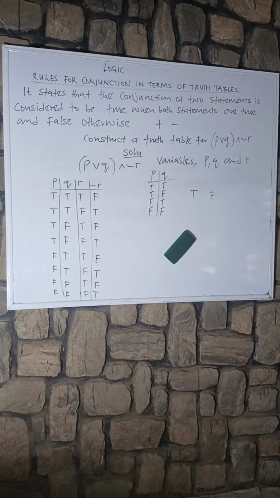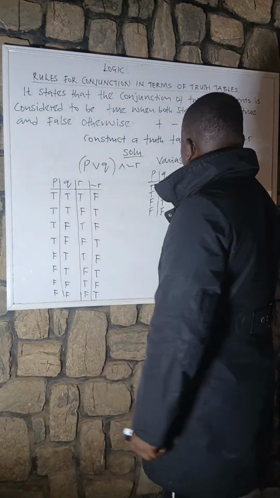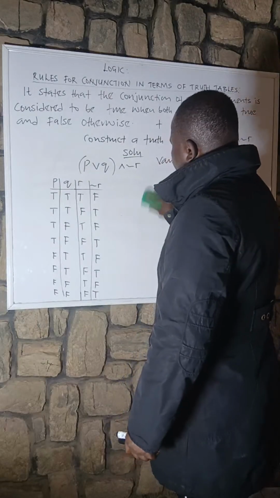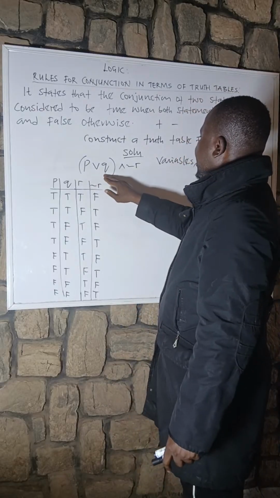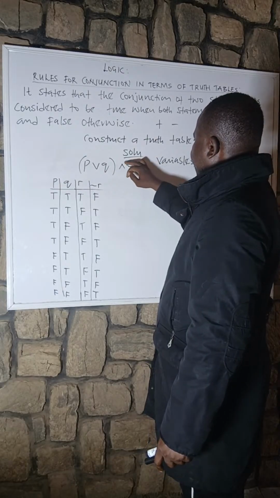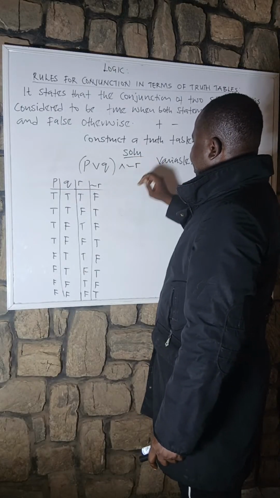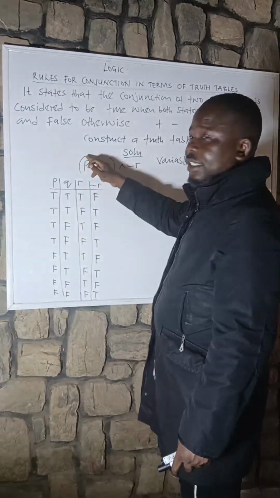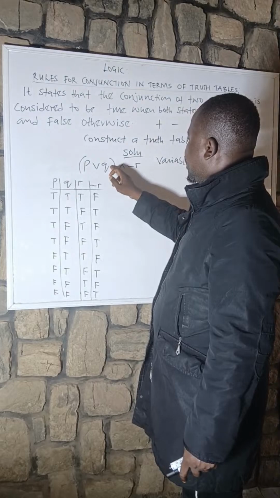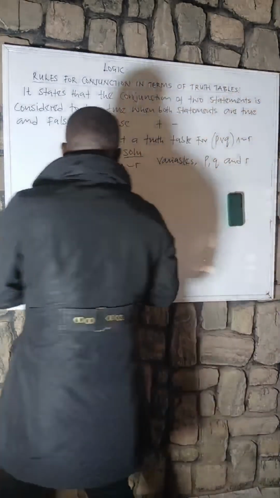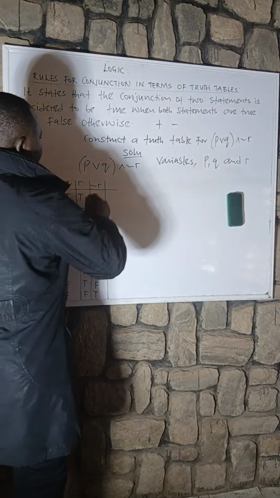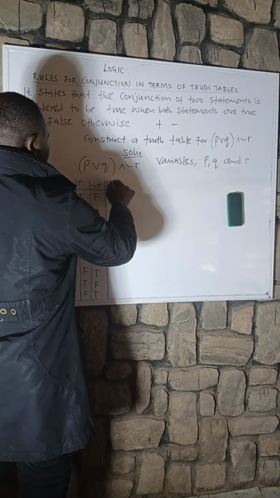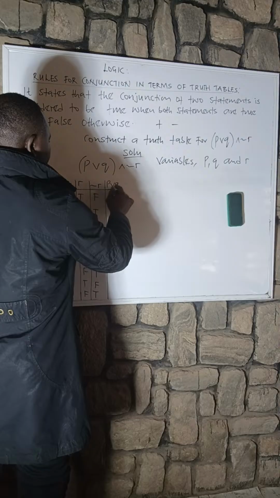Okay, so let's proceed. Now what we need to do here is consider this as a subject. Look at it here. Then we need to consider this P conjunction Q as a subject too. So let us expand the table to first P conjunction Q.